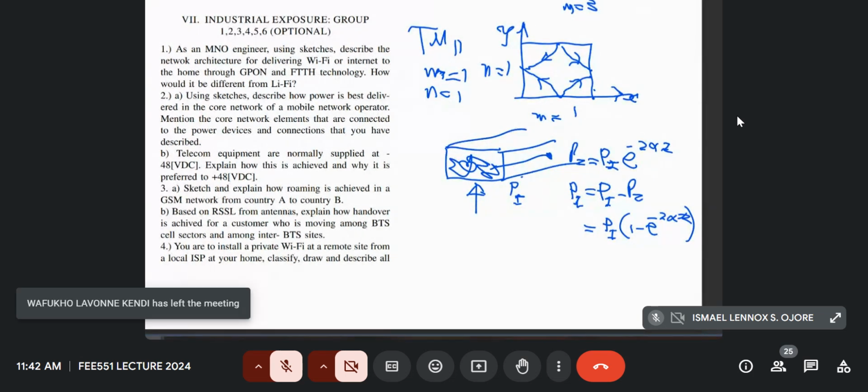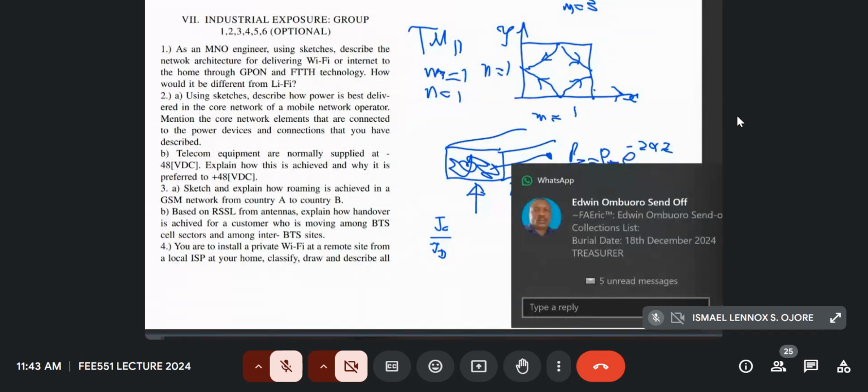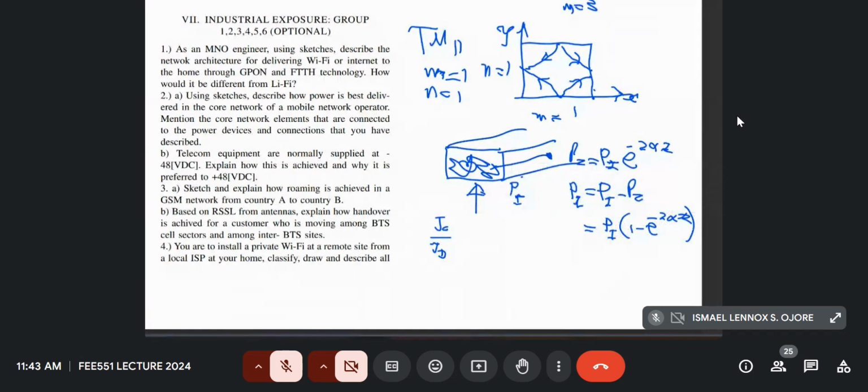Because we have a very complicated equation for the power loss due to the dielectric and conduction. So you look at the ratio between the conduction current density and the dielectric current density. So this ratio, what's the name of this ratio?